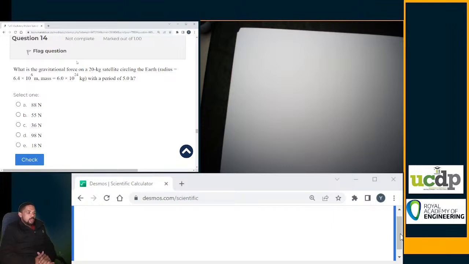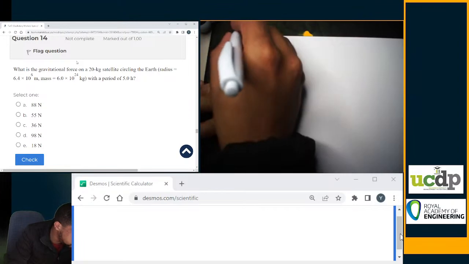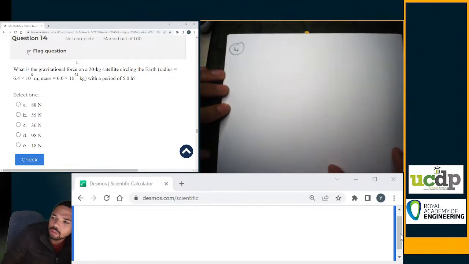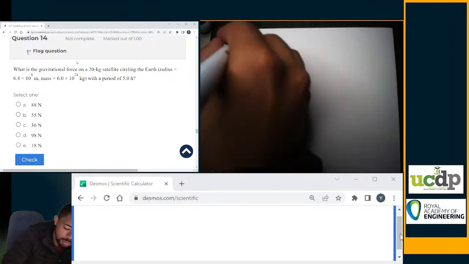So first, using Kepler's law, we need to determine the radius of the orbit, the distance between the satellite and the Earth. Using Kepler's third law, we first need to determine the radius of the orbit.